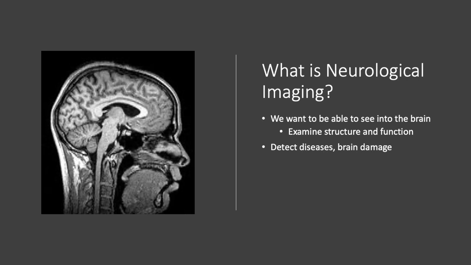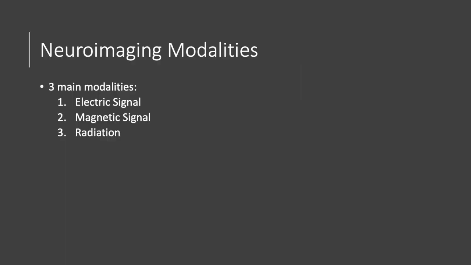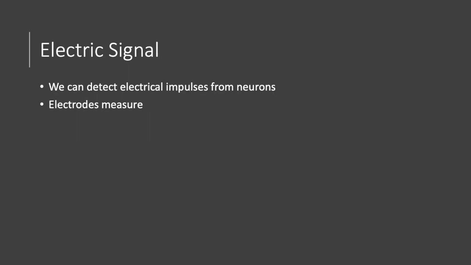Here's an image of a brain scan. Do you know what type of scan this image is? Hopefully by the end of this lesson, you'll know where it comes from. Today, we'll discuss three main modalities or methods of neurological imaging: electric signal, magnetic signal, and radiation.